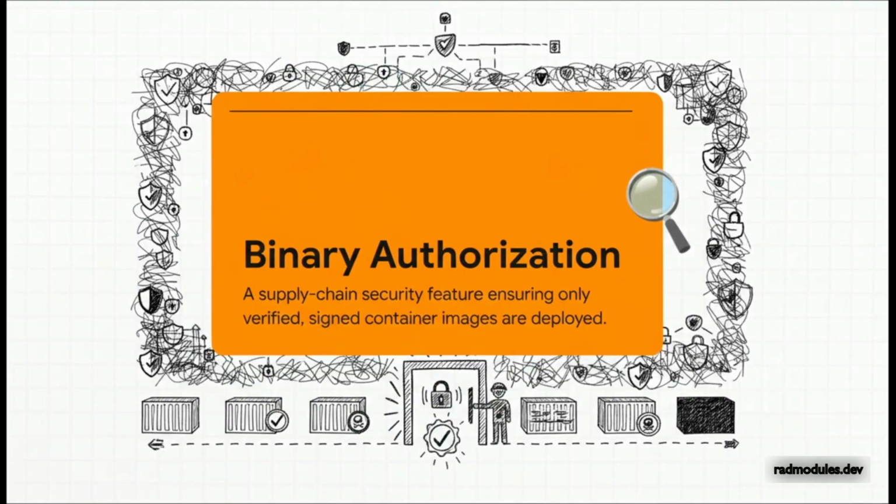Now, our final perimeter defense isn't about networks at all. It's about your code itself. Binary authorization is all about protecting your software supply chain. Just imagine a scenario where some bad actor injects malicious code into one of your container images. Well, binary authorization acts as a gatekeeper, and it makes sure that only images you have explicitly verified and digitally signed are ever allowed to run. It's an absolutely crucial control for stopping supply chain attacks.